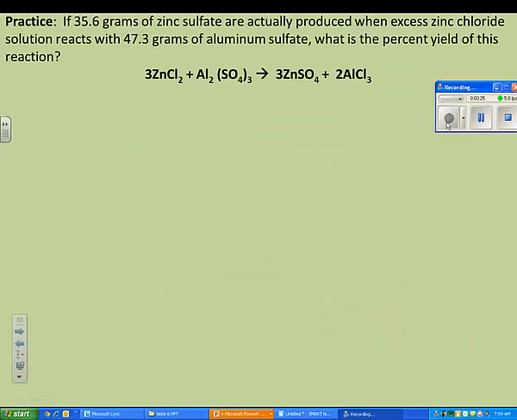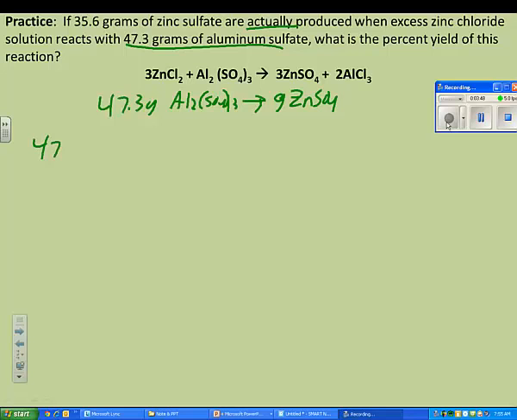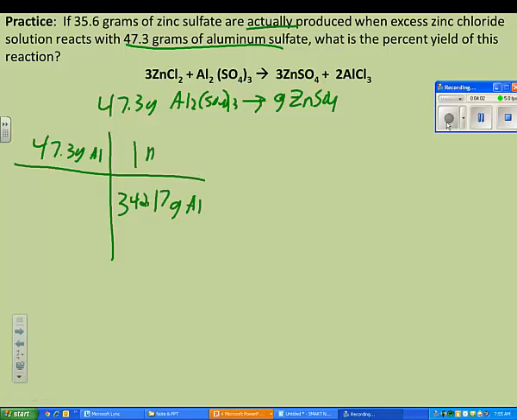Okay, 35.6 grams of zinc sulfate are actually produced. So 35.6 grams are actually produced when we have 47.3 grams of aluminum sulfate. So we're going to find grams of zinc sulfate. So 47.3 grams of aluminum sulfate. I'm just going to abbreviate with the aluminum. We're in grams, so we're going to do the molar mass of aluminum sulfate, which is 342.17 grams every 1 mole.